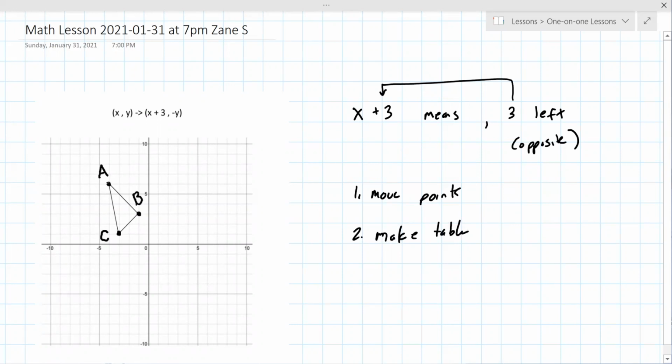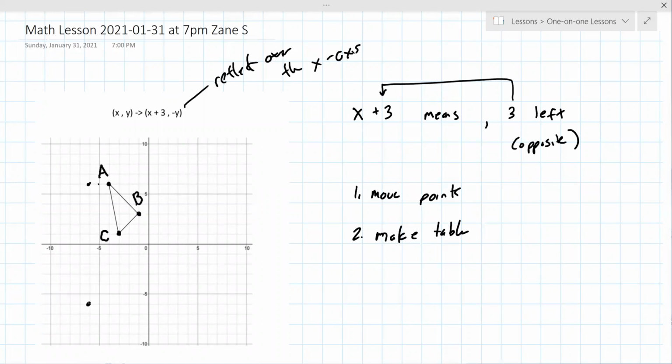So if A moves left 3, 1, 2, 3, there it is. Okay, there's the new point. But then minus y, that means to reflect over the x-axis. It's positive becomes negative. So since it's up here at positive 6, it's going to be down here at negative 6. Does that seem reasonable to you?